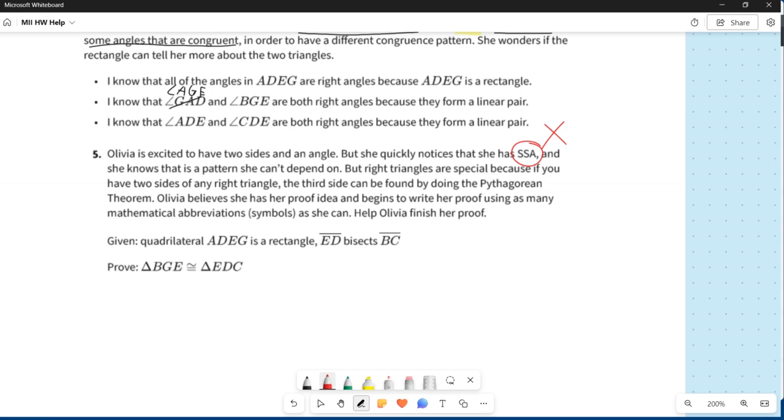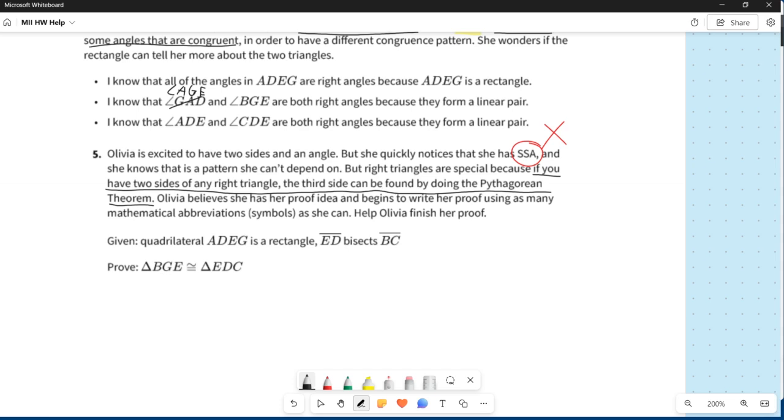But right triangles are special because if you have 2 sides of any right triangle, the third side can be found by doing the Pythagorean theorem, right? So our angle in each of the triangles here is a right angle, and even though we can't really use that as an angle in our congruent statement, not yet at least, as a right angle it does tell us that we're dealing with a right triangle, and right triangles have some unique properties that we can use.